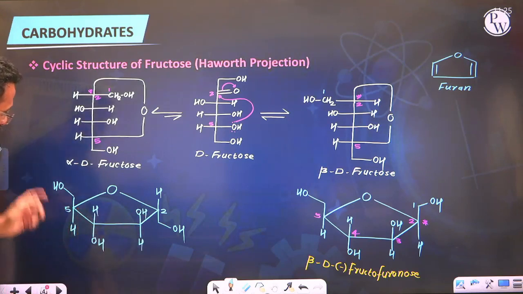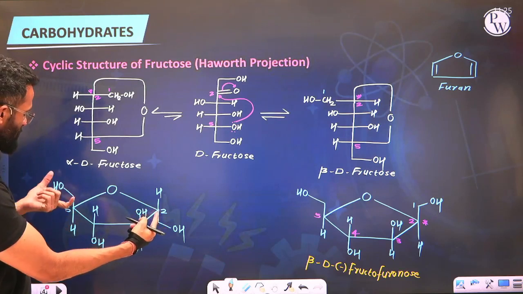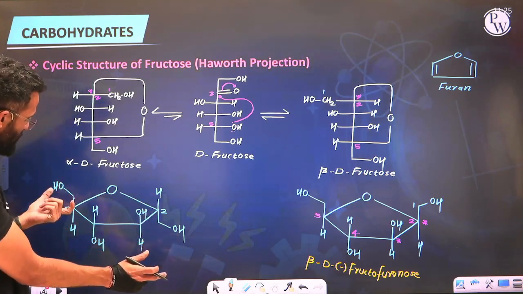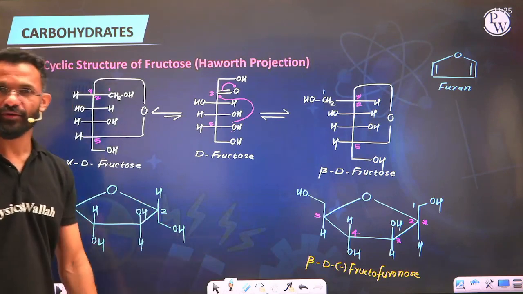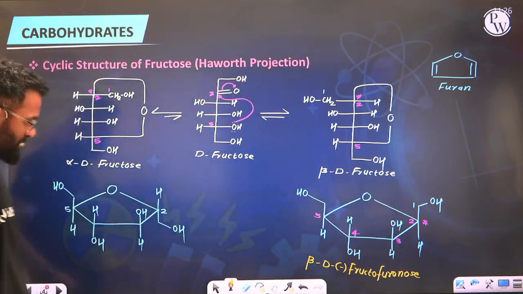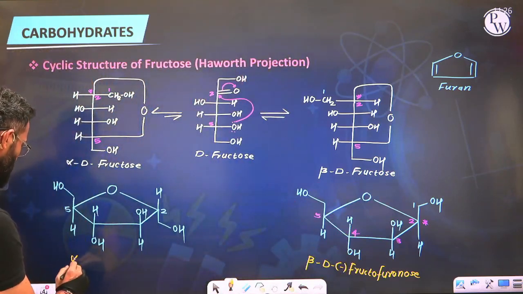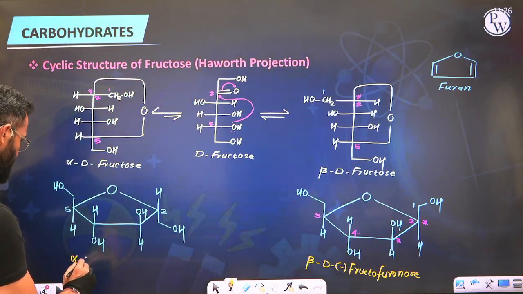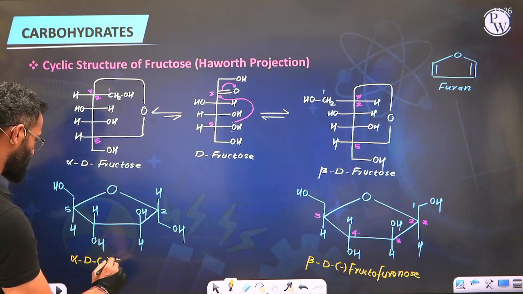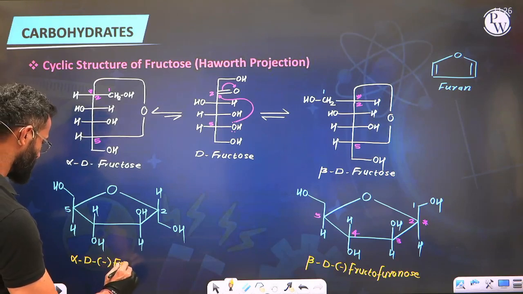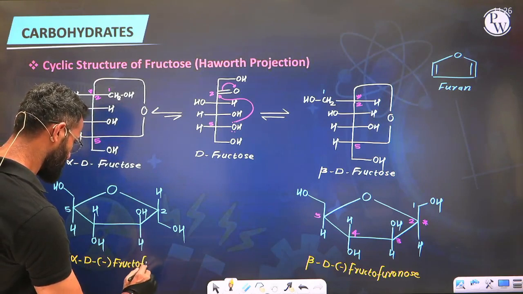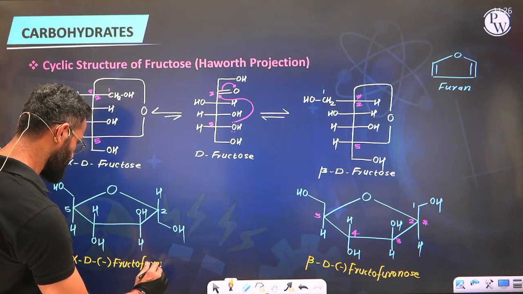So that's how. Now you'll see at the 2nd and 5th carbon, the CH2OH groups present are on opposite sides of the plane. One is at the 5th, it is above the plane. At the 2nd, it is below the plane. Opposite side indicates that it is the alpha anomer. Hence, we will say the name of the compound is alpha D minus, because levorotatory, fructofuranose.